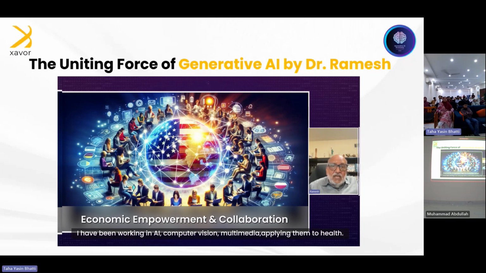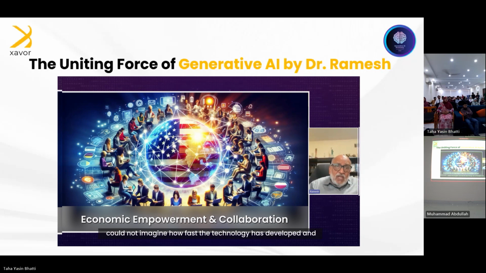I have been working in AI, computer vision, multimedia, applying them to health. But my enthusiasm for technology was never as high as it has been in the last one year. Even I, who have been working in AI for the last 50 years, could not imagine how fast the technology has developed and how powerful it has become.